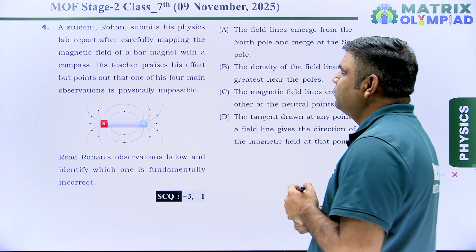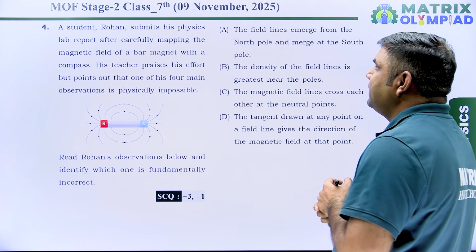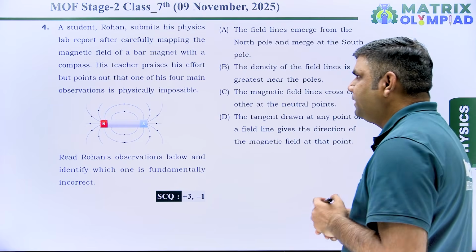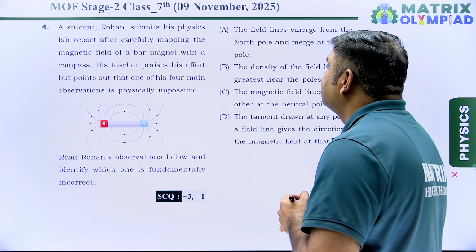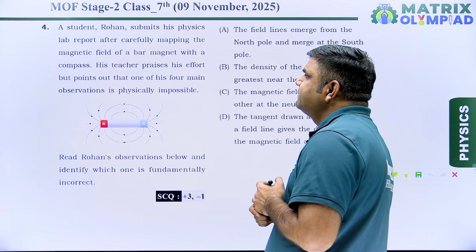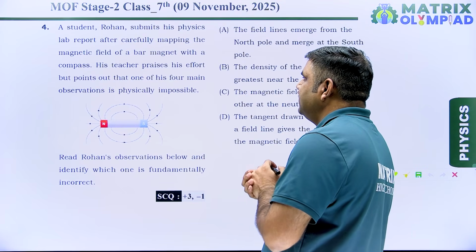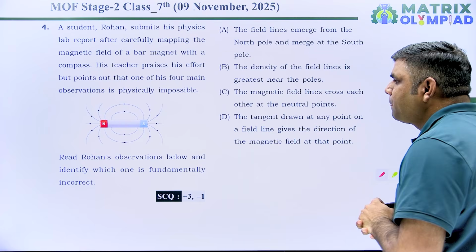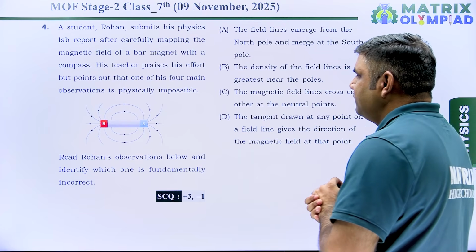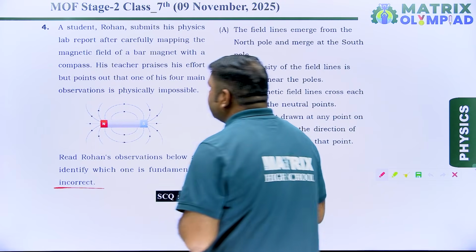In question number 4, a student Rohan submits his physics lab report after carefully mapping the magnetic field of a bar magnet with a compass. His teacher praised his efforts but pointed out that one of the four observations is physically impossible. Read Rohan's observations below and identify which one is fundamentally incorrect. So we have to find the incorrect statement.